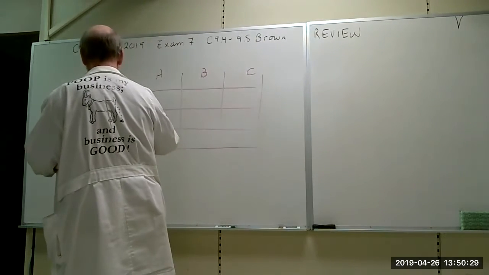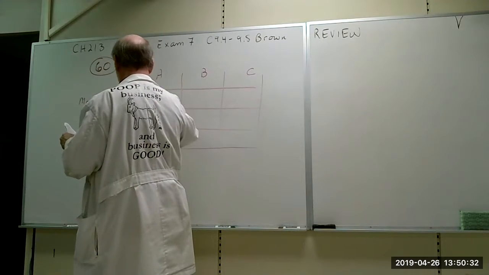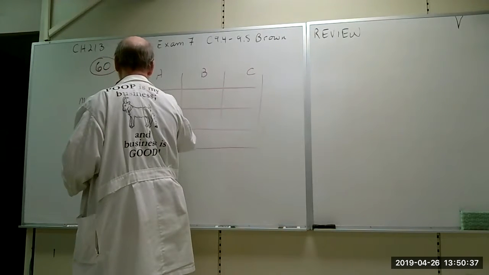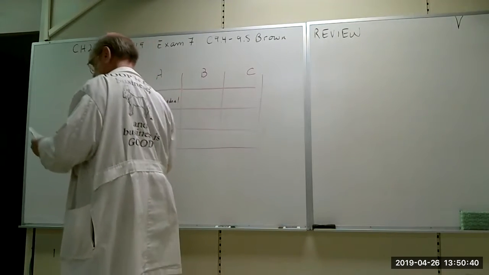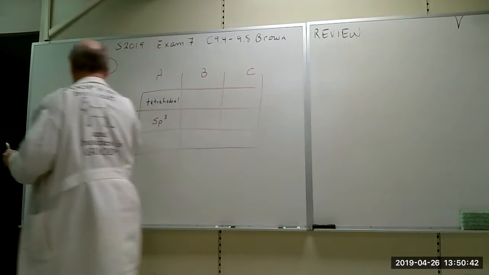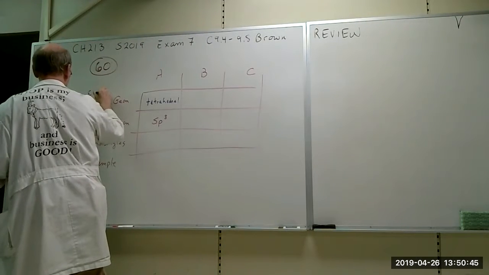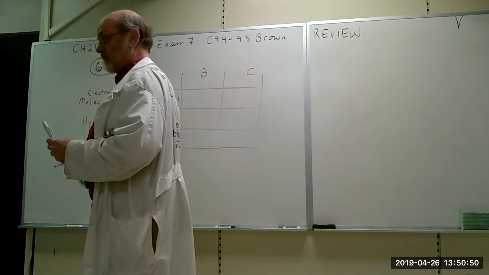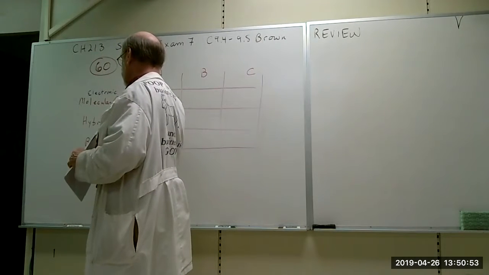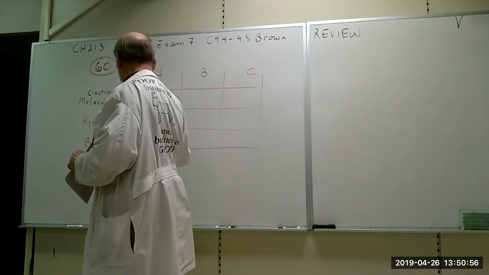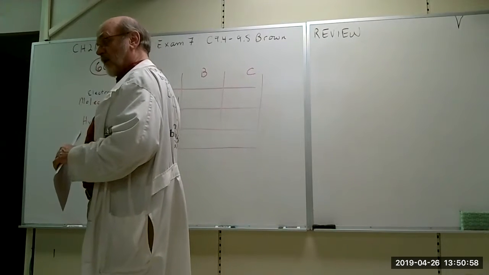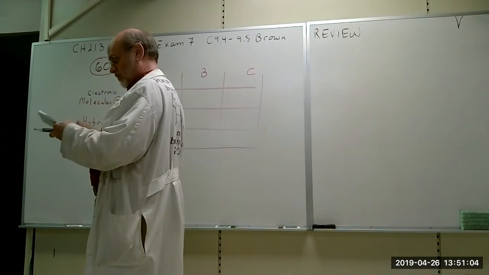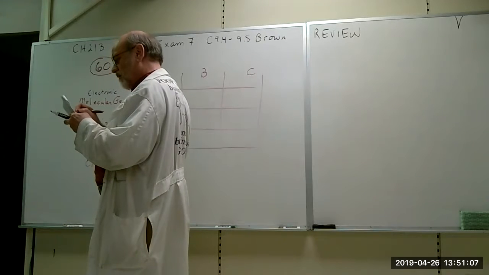sp3. What can we say about this one? If it's sp3, the molecular geometry is tetrahedral. Actually, that's not true either. The electronic geometry is tetrahedral. It's only molecular geometry if all of these four orbitals are occupied by bonds. So that needs some correction.